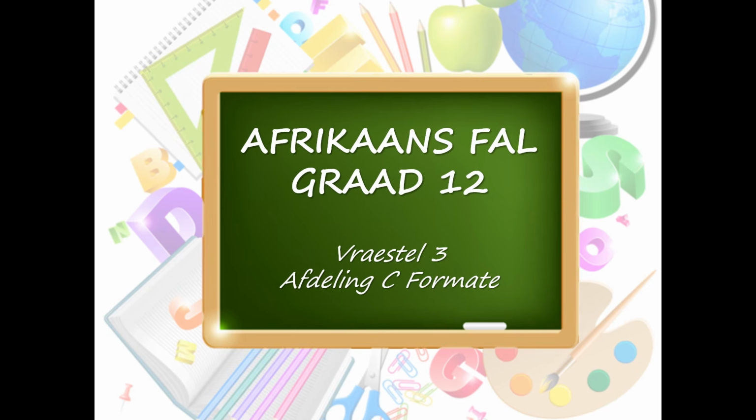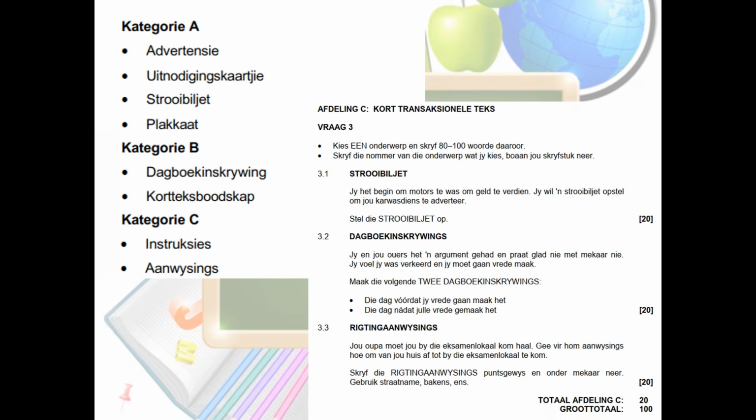And then we get to Vraestel 3, Afdeling C formate. Okay, so same as with Afdeling B. You've got category A, category B, category C. If you look at the example of the exam paper I've given you, you only have 3 options, which means they will ask you 1 from category A, 1 from B, 1 from C. So let's break it down.